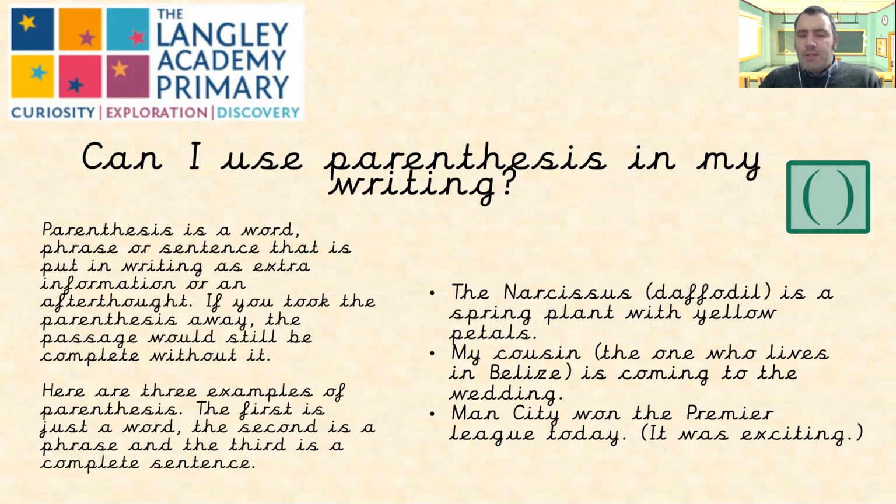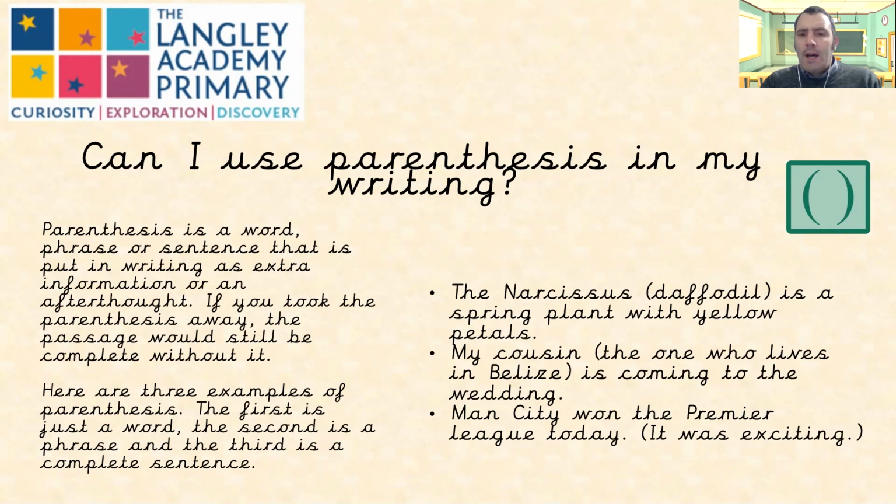The narcissus, daffodil, is a spring plant with yellow petals. You don't need the word daffodil in there. So you could just have the narcissus is a spring plant with yellow petals. Not many people would know what a narcissus is. So the daffodil, everyone knows what a daffodil looks like. As soon as you say the word, you picture the bright yellow petals with the trumpet in the middle. So that one word helps improve the information within that sentence.